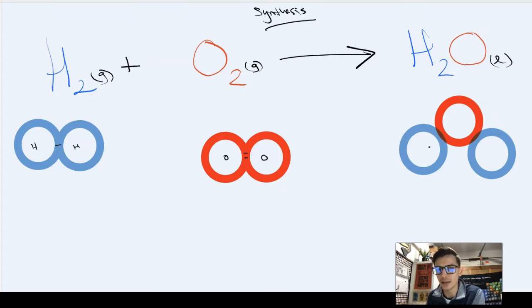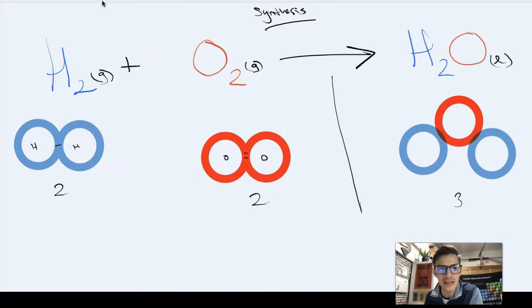So right off the bat, you might notice a problem. I start off with 2 over here, 2 over here, and then on the product side, I draw a line here, and I have only 3 atoms on this side. Where did the other oxygen go? Well, if this was true, it would have disappeared and gone into oblivion. That's not true. That's not how the universe works. It can't just disappear into oblivion.